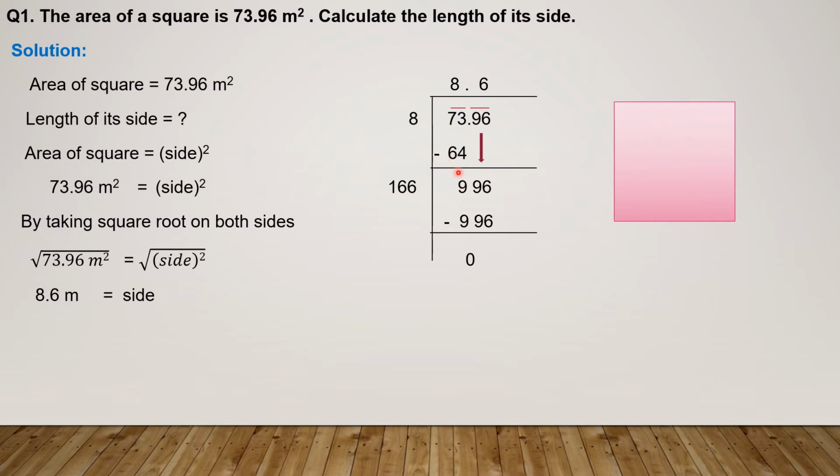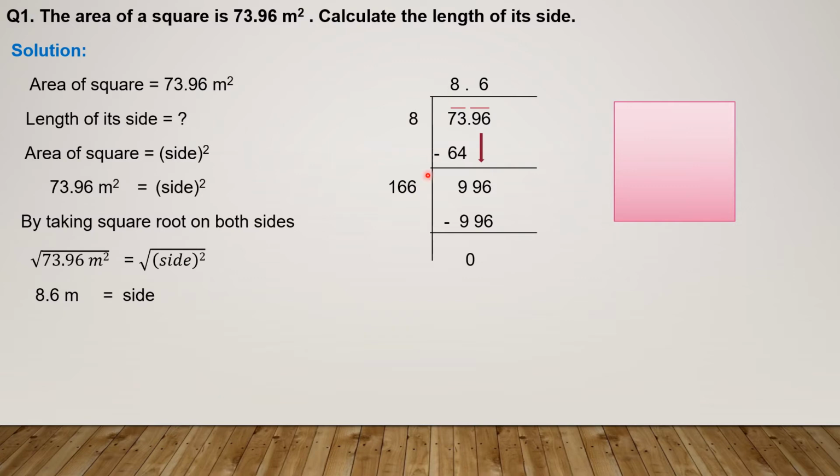73 minus 64, we get 9. Point will move upward and 96 will move downward. Now your new number, your dividend is 996. For this dividend, you will make a new divisor.